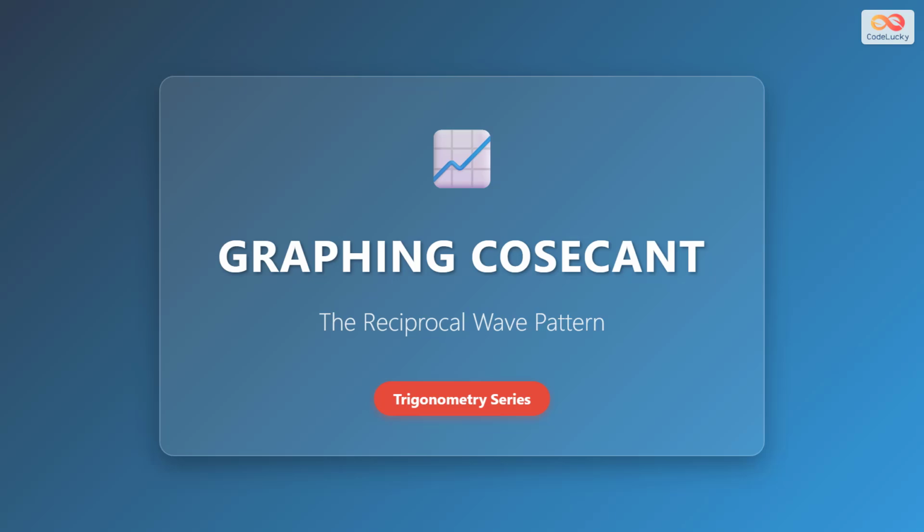Welcome to this lesson on graphing the cosecant function. In trigonometry, understanding the shapes of graphs is key to mastering the subject. Today, we are going to explore the unique wave pattern of the cosecant function, which is directly related to the sine function you may already know.